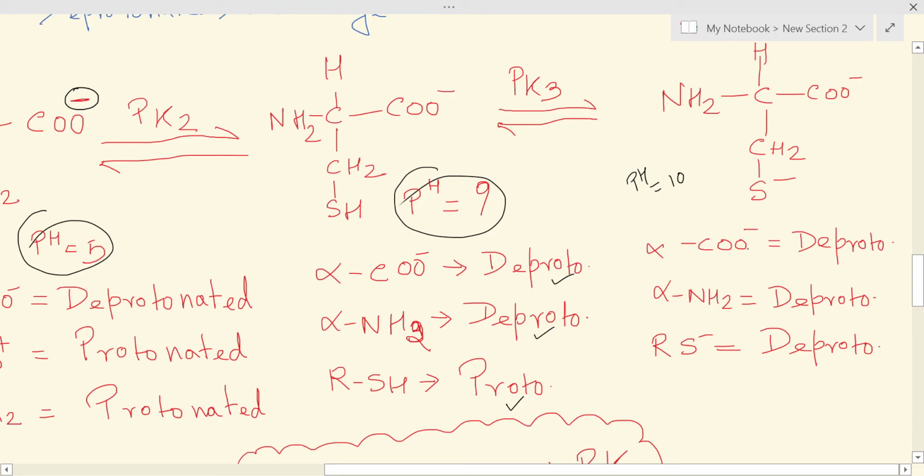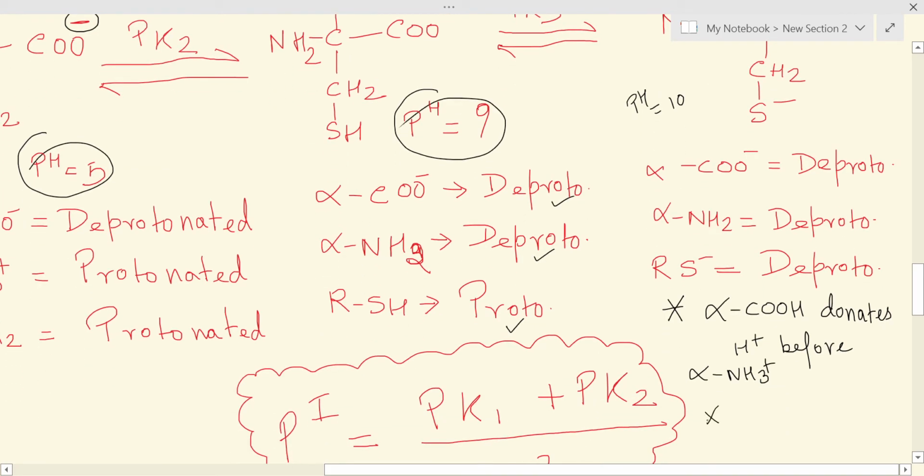So two points, not one but two points, are very significantly important here. First, alpha COOH donates H plus in the medium before alpha NH3 plus, and the R group will give last. The R group will donate its H plus last in the medium. As we increase the pH, deprotonation takes place.